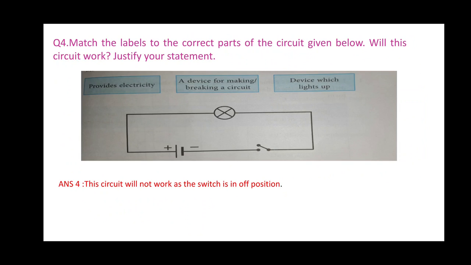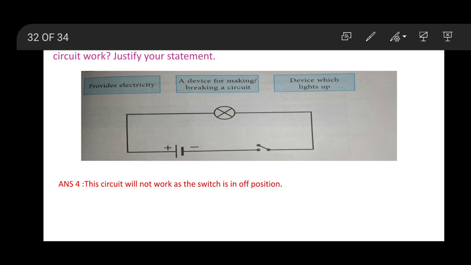Match the labels to the correct parts of the circuit given below. Will this circuit work? Justify your statement. So we'll match here. The device which provides electricity is your cell or the battery. You will match this with the cell. A device which makes or breaks the circuit is the switch, so you will match this with this switch. And the device which lights up is the bulb, so you will match this with this bulb. So this circuit will not work because the switch is in the off position.